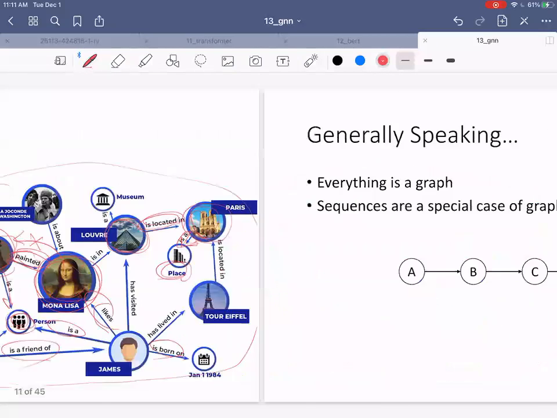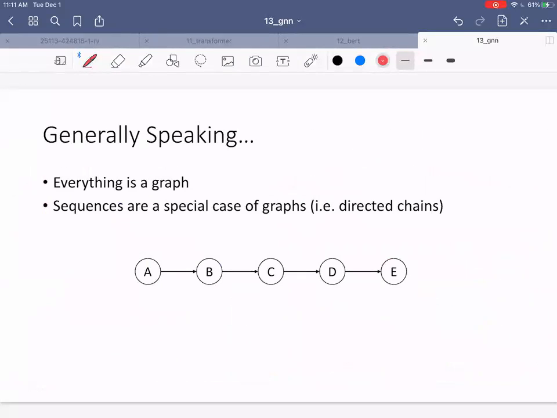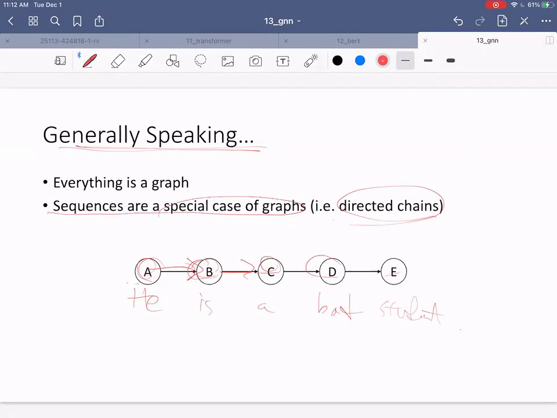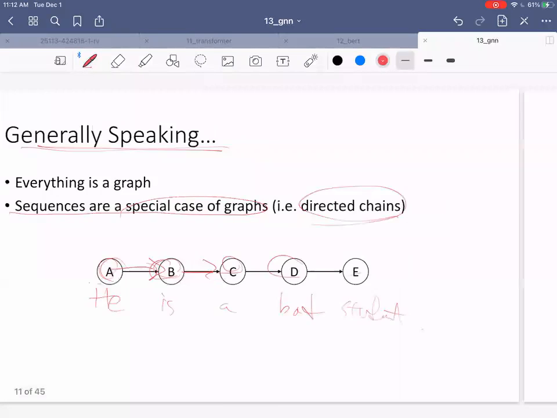All right, this was an overall view of the examples; we still have two more actually. Generally speaking, everything is a graph. Even sequences are a special case of graph, like A after B, B after C, C after, like words, like he is a bad student or whatever. A text is a special case of graph, specifically a directed chain. There's direction here, directed edges, and it forms a chain. So sequences are a special case of graphs.